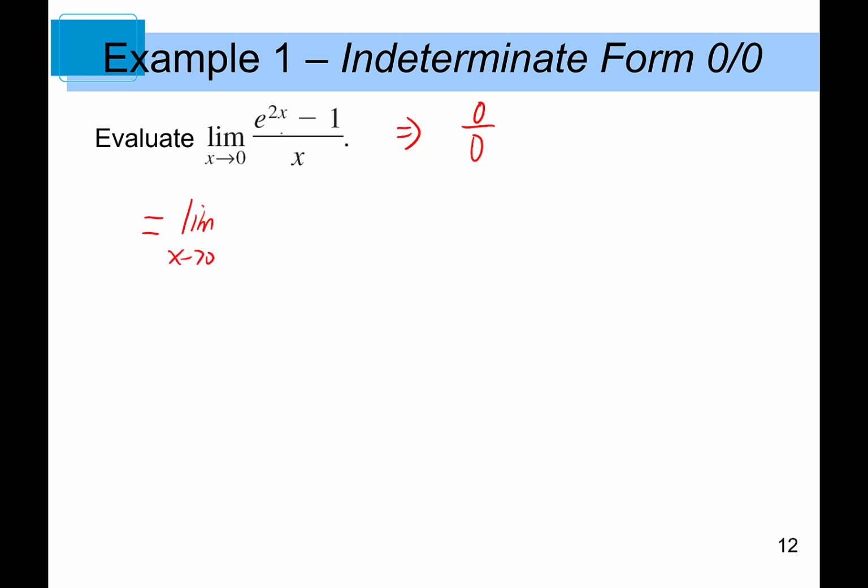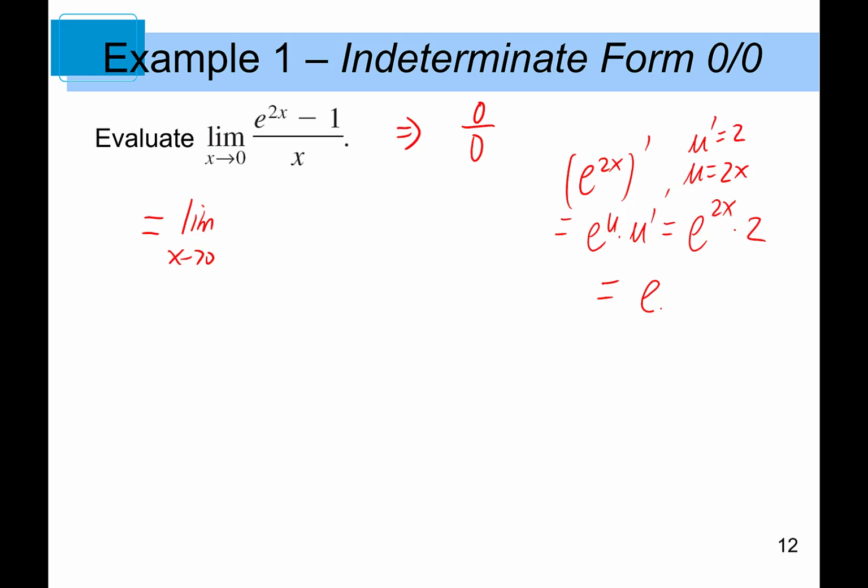The derivative of e to the 2x, you're going to use the chain rule. So it's e to the 2x, setting u equal to 2x. So it's e to the u times u prime. That is e to the 2x times u prime. The derivative of 2x, u prime, is just 2. So the answer is 2 times e to the 2x.